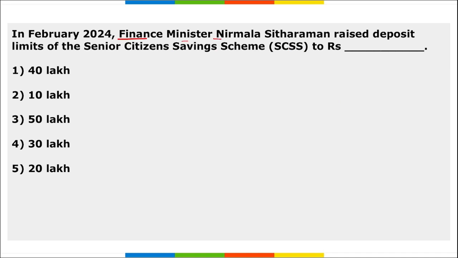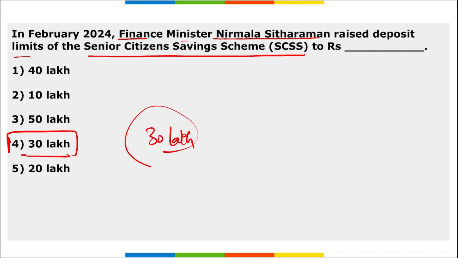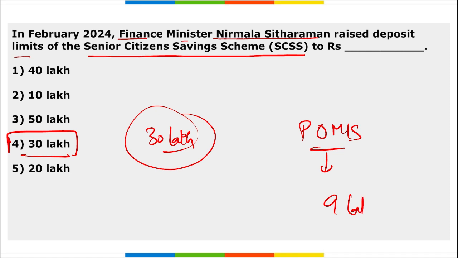Next, Finance Minister Nirmala Sitharaman raised the deposit limit of the Senior Citizen Savings Scheme to how much? To 30 lakh rupees. I repeat, Finance Minister Nirmala Sitharaman raised the deposit limit under the Senior Citizen Savings Scheme to 30 lakh rupees. Right? Take a note of this. And for the Post Office Monthly Income Scheme, it has been doubled to 9 lakh rupees. Remember this also. For the Senior Citizen Savings Scheme, it is 30 lakh rupees now, and for the Post Office Monthly Income Scheme, it is 9 lakh rupees now.